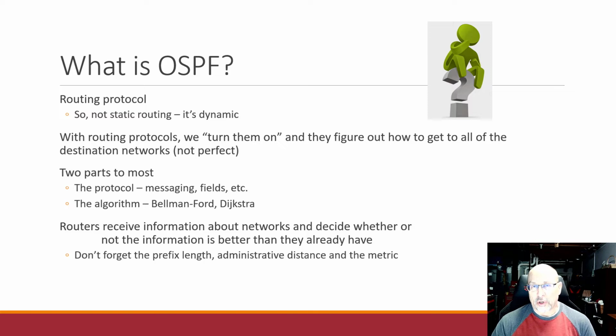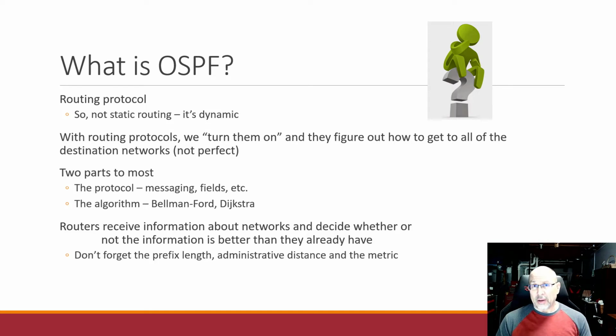So with a routing protocol, you simply turn it on the router, and the routing protocol itself figures out where all of the destination networks are. But because it's automated, that doesn't necessarily mean that it's perfect. So there are some oopses, some things that we have to adjust sometimes in a routing protocol.